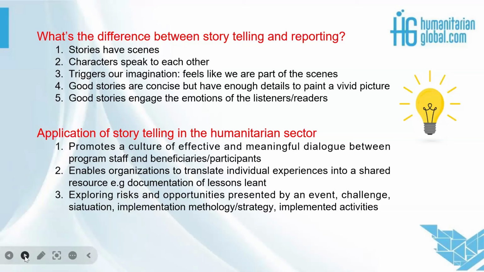A good story will enable organizations to translate individual experiences into a shared resource. So ideally, you document those stories, and those stories will be used as case studies. They'll be used to develop work plans. They will be used to develop activities or strategies or even innovations around how you now implement your activities in other areas, or even in the same communities, just to ensure that you innovate, you learn from what they're experiencing or their stories to be able to effectively reach out to them or impact their livelihoods.